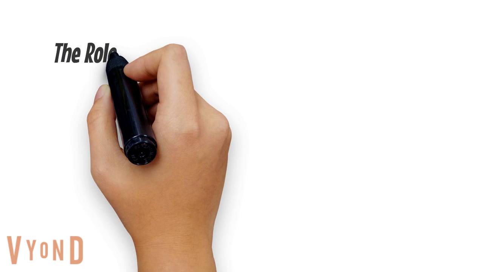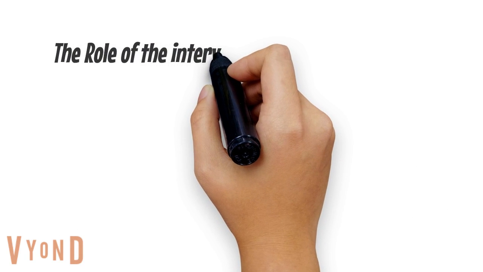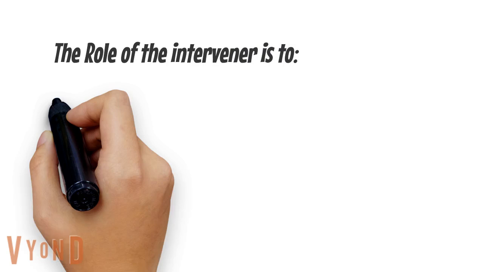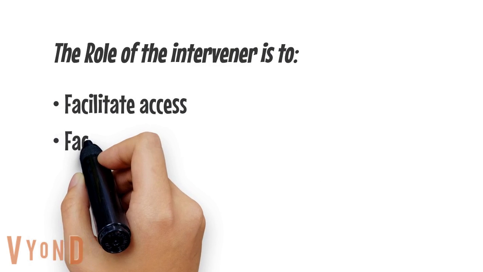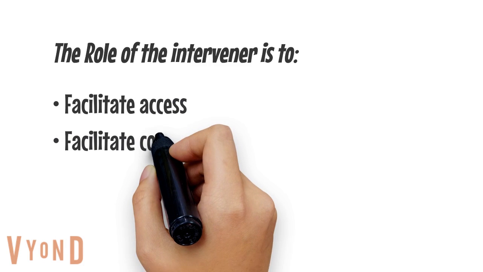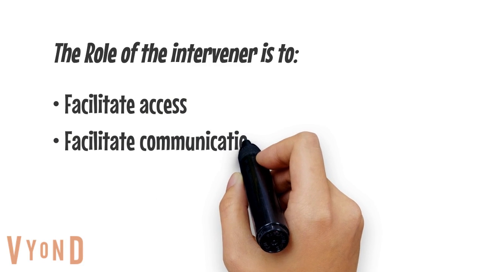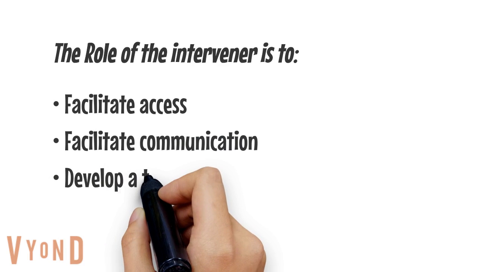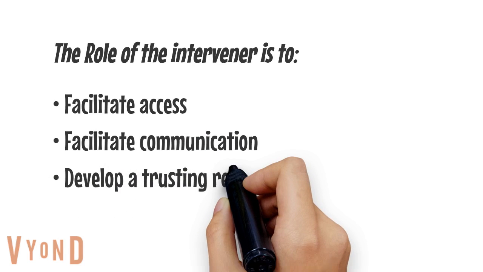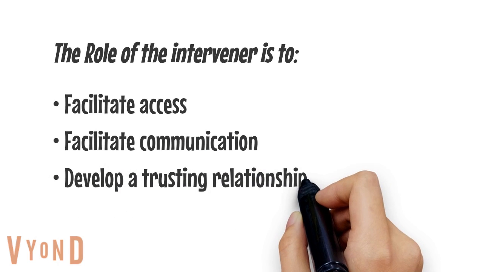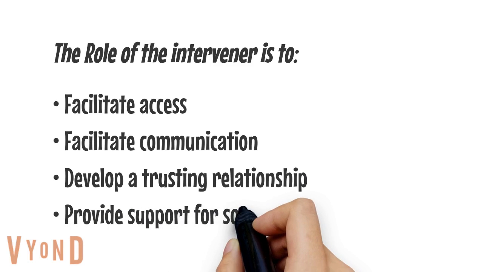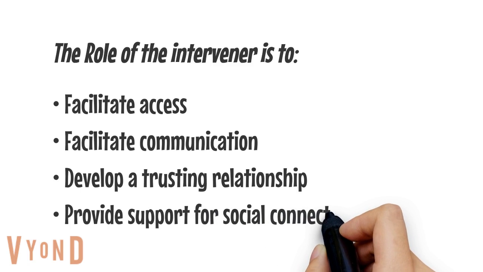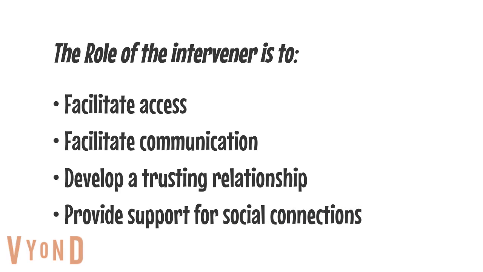The primary roles of the intervener are to facilitate the access of environmental information usually gained through vision and hearing; facilitate the development and/or use of receptive and expressive communication skills by the individual who is deafblind; develop and maintain a trusting, interactive relationship that can promote social and emotional well-being; and provide support to help a student form relationships with others and increase social connections and participation in activities.